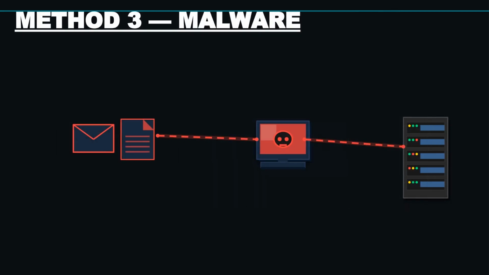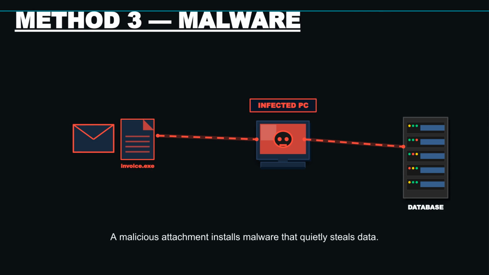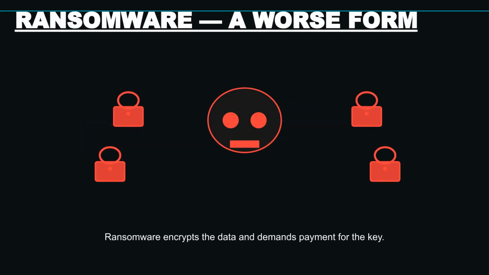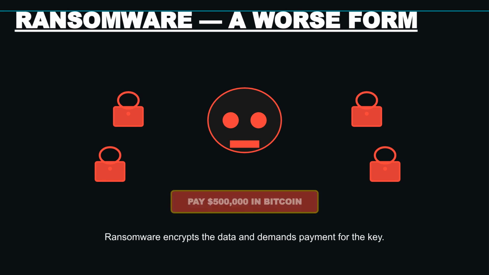Method 3 is malware. A malicious attachment, often disguised as an invoice, installs malware that quietly steals data from an infected computer. Ransomware is a worse form of breach, where the data is encrypted, and the attacker demands a hefty payment in Bitcoin for the decryption key.